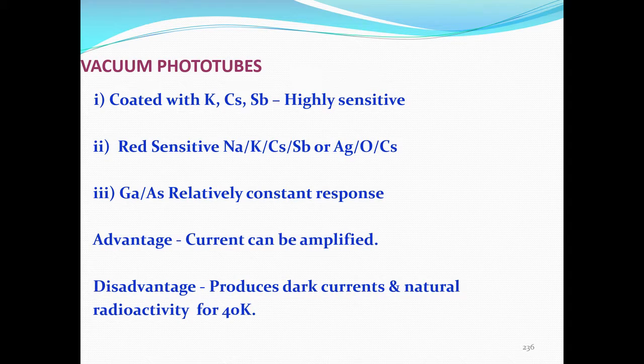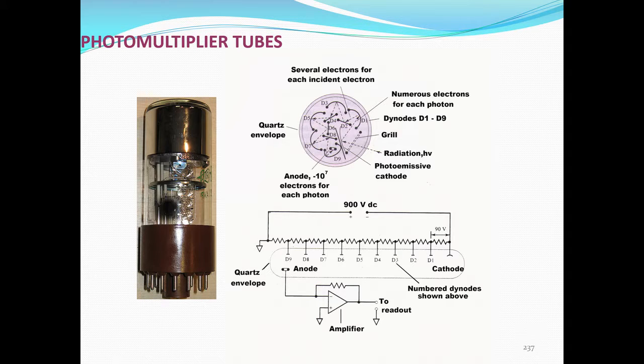So, it is not a choice for low end instruments, because barrier layer cells are not very useful and vacuum phototubes are useful. So, most of the low end instruments come with vacuum phototubes. Okay. Now, the next big advance is from photomultiplier tubes.